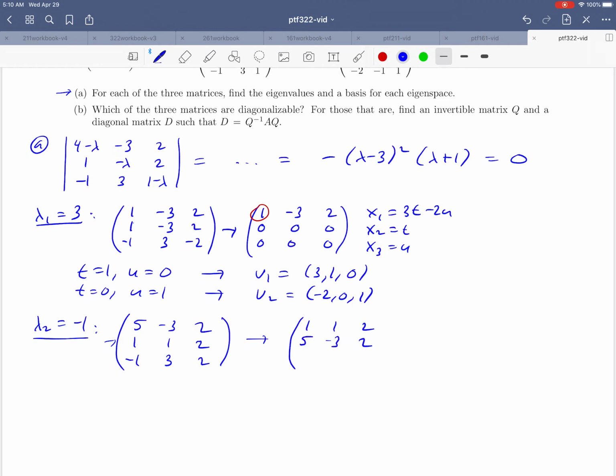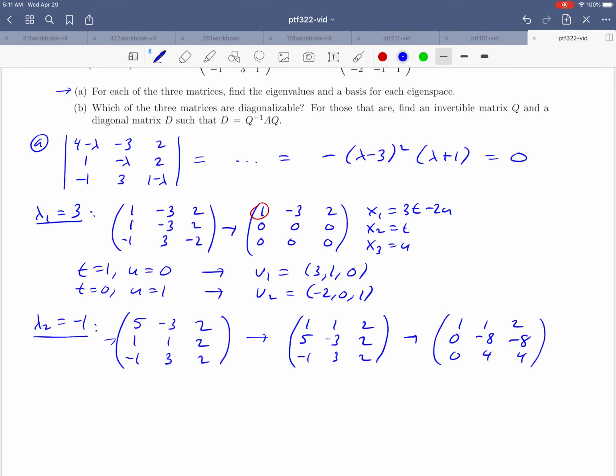Okay, and then finally, we've got -1, 3, 2 down there. Okay, and let's see what we can do here. So if we take -5 times the first row and add it to the second row, we are going to get to there. Okay, if we add the first row to the third row, we're going to get that. And you can kind of see what's coming now.